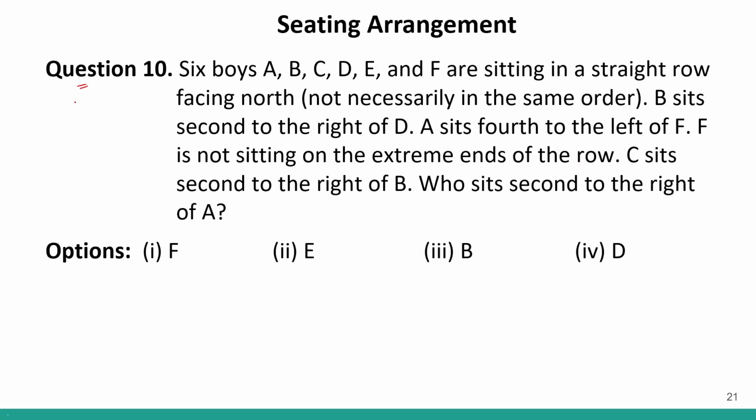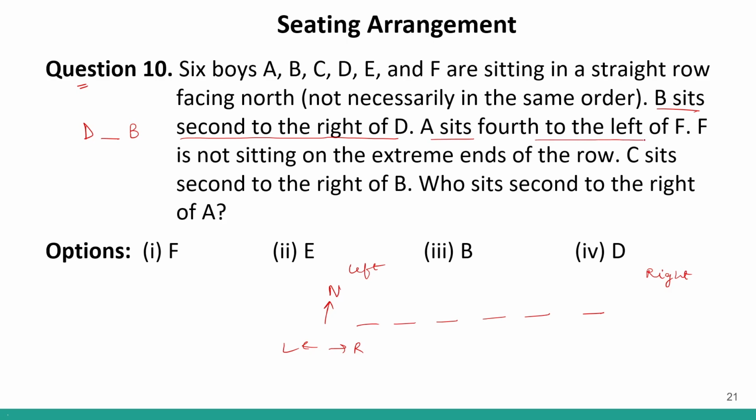Coming to question number 10. Six boys are sitting in a straight row facing north, so it is a linear seating arrangement question. B sits second to the right of D. So 6 boys, 1, 2, 3, 4, 5, 6, facing the north. This will be my right side, this will be my left side, this will be my left end and this will be my right end. Now, B sits second to the right of D. This information is given to us.